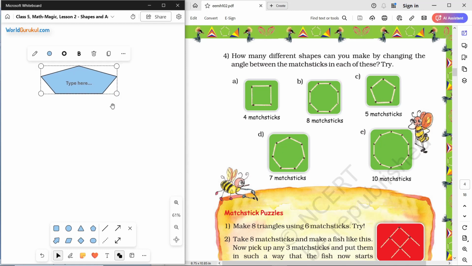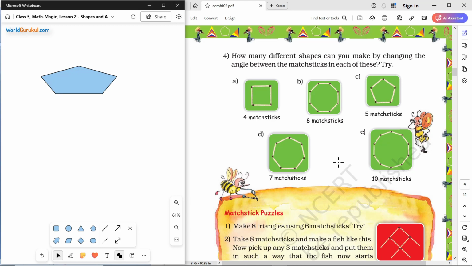Like this is looking like a crown, and with eight matchsticks, this is an octagon, and you can play with these sticks by changing the angles. And seven matchsticks, heptagon. We have seven sticks, and take different numbers of sticks and play. Here we have got a decagon, so 10 matchsticks. You can take some building blocks or small sticks also to make these.